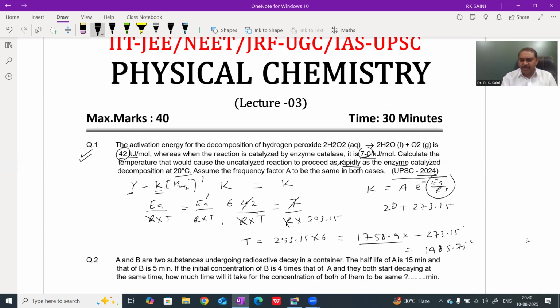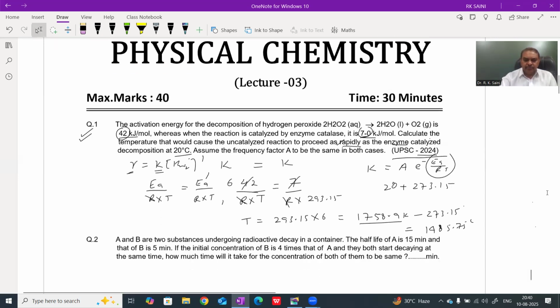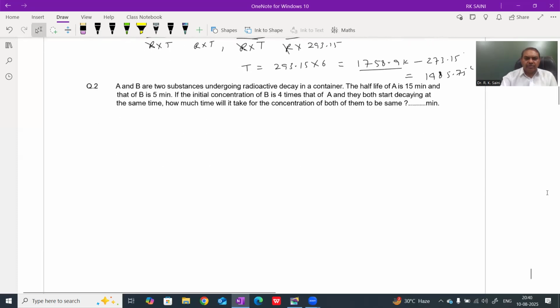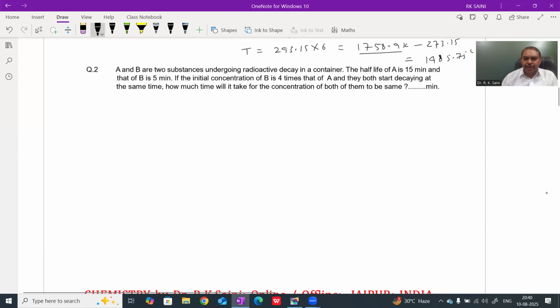Question number next. Question second. This question was asked in JEE. A and B, two substances, undergo radioactive decay in a container. The half-life of A is 15 minutes and of B is 5 minutes. The initial concentration of B is 4 times that of A, and they both start decaying at the same time. How much time will it take for the concentrations of both of them to be the same?